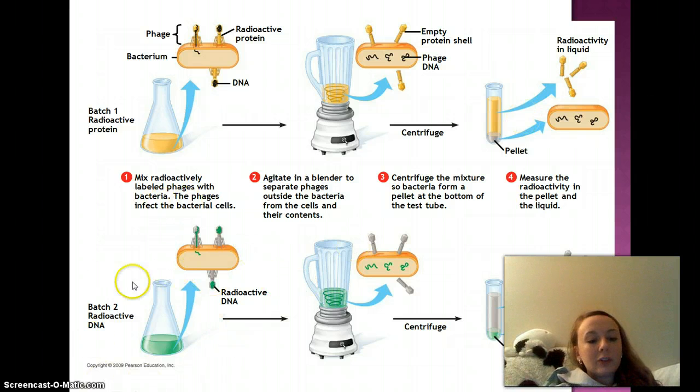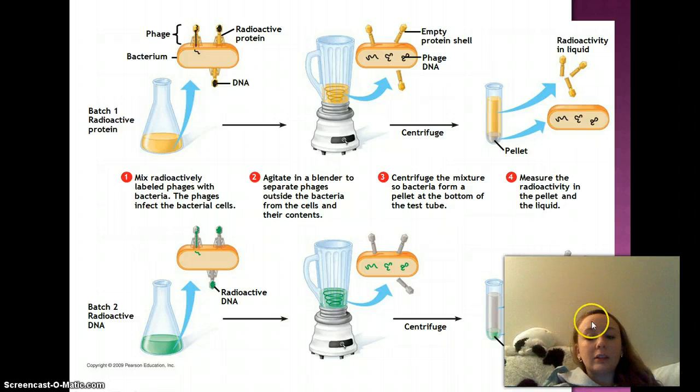So then the second batch, they took radioactive DNA. So they took that phosphorus label and put it inside with those viruses. They mixed the viruses up and the bacteria so that the viruses would detach. And then when they took a look at the bacteria, what do you know? There's radioactive phosphorus inside that bacteria.